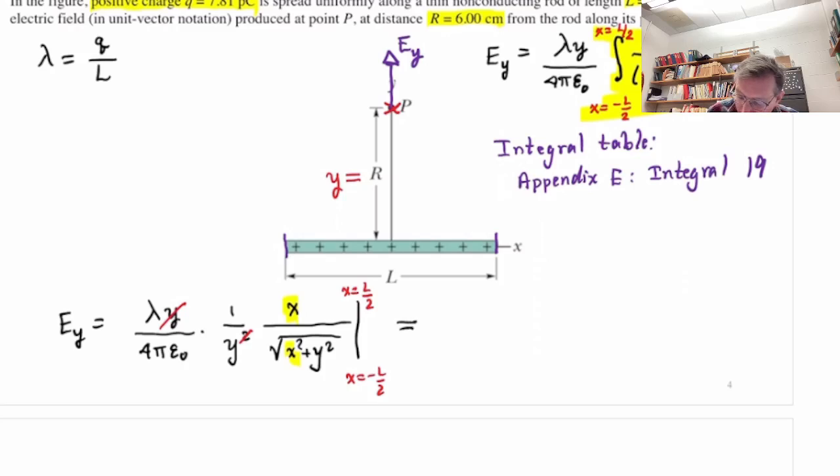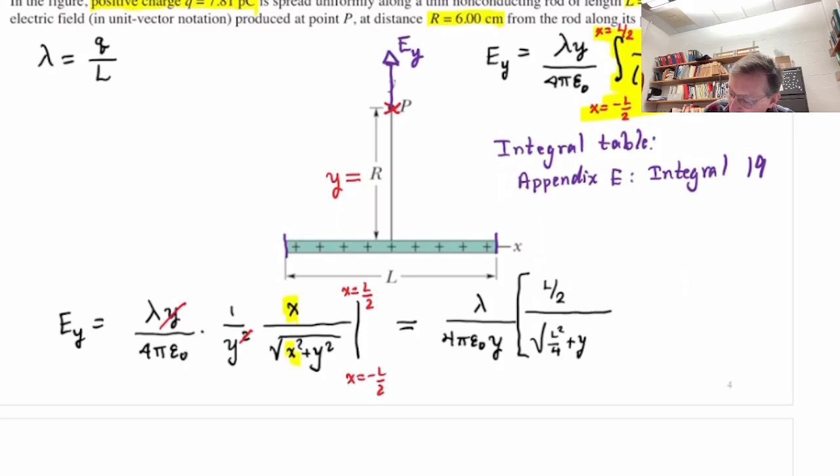Let's keep everything out front that does not depend on x. So now I have a lambda over 4 pi epsilon 0, and I have a y downstairs, then a nice big bracket, and I'm going to substitute in the limits of the integral. First, x equals positive L over 2. There it is in the numerator. And then in the denominator, you have that. I substituted x equals L over 2 everywhere where there's an x.